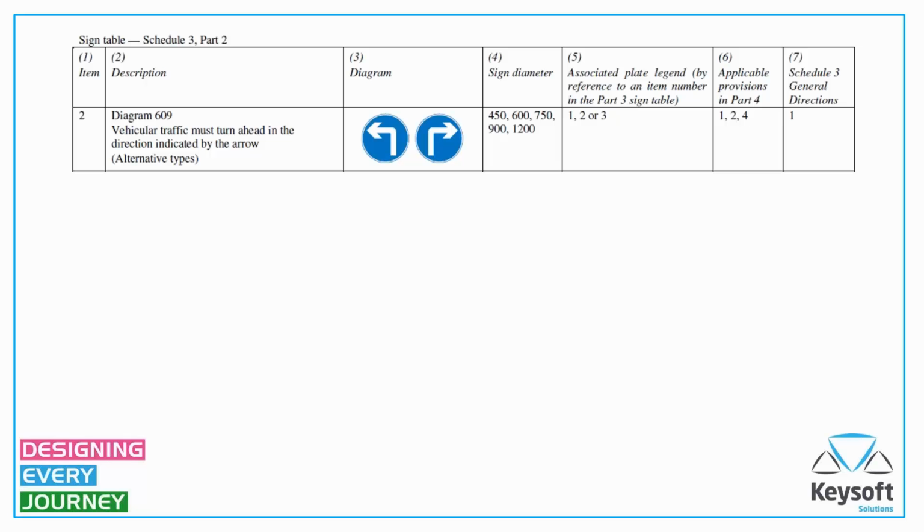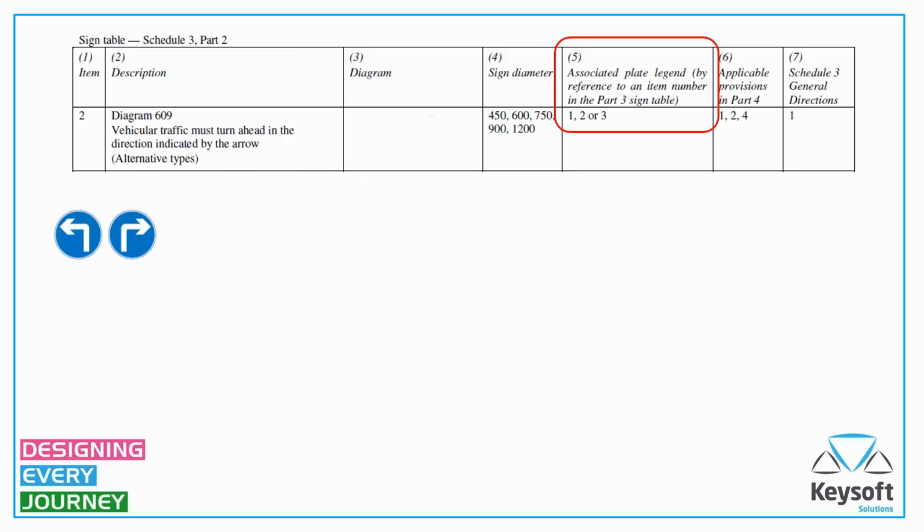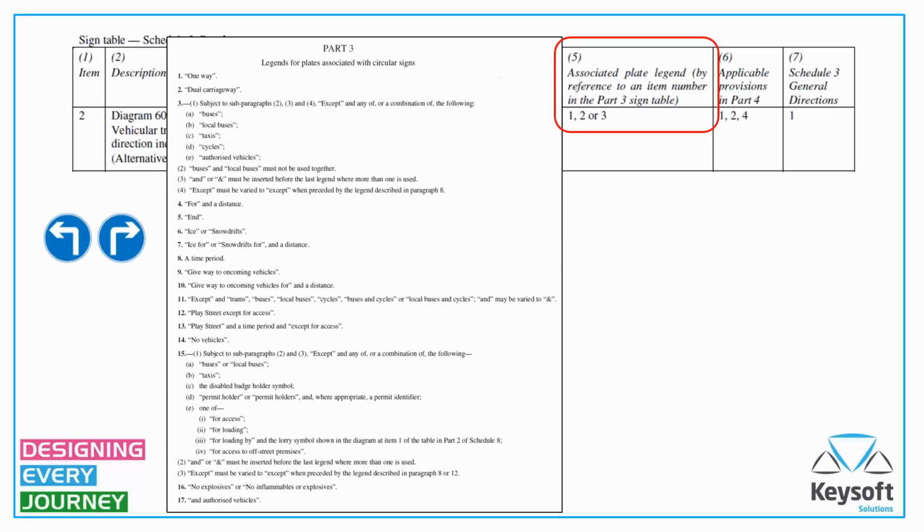Okay, so let's have a look at an example. We've got diagram 609 here, and I wanted to look at the associated legend here because you'll see in some of the examples, you may have the one where you have the distance or adverse camber, where the legend is actually in the table itself. But in this particular case, the legend is by reference to an item number in Part 3. So a lot of legends are available that would be applicable for this particular group of signs.